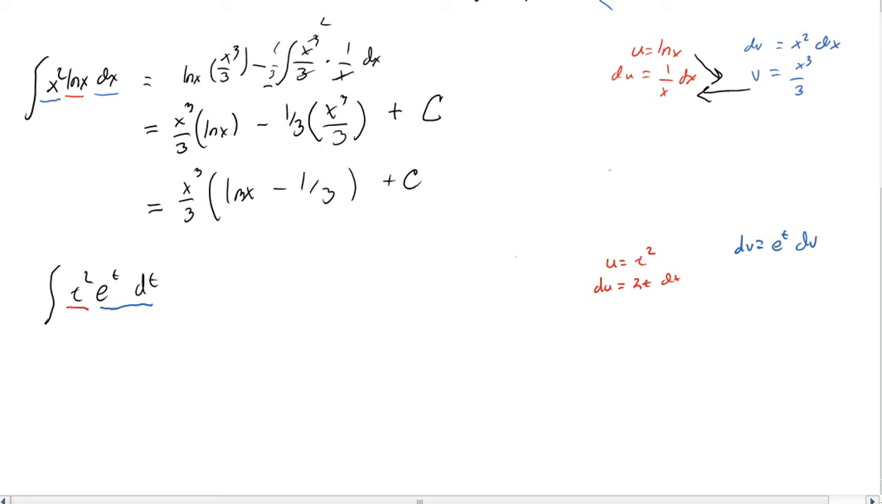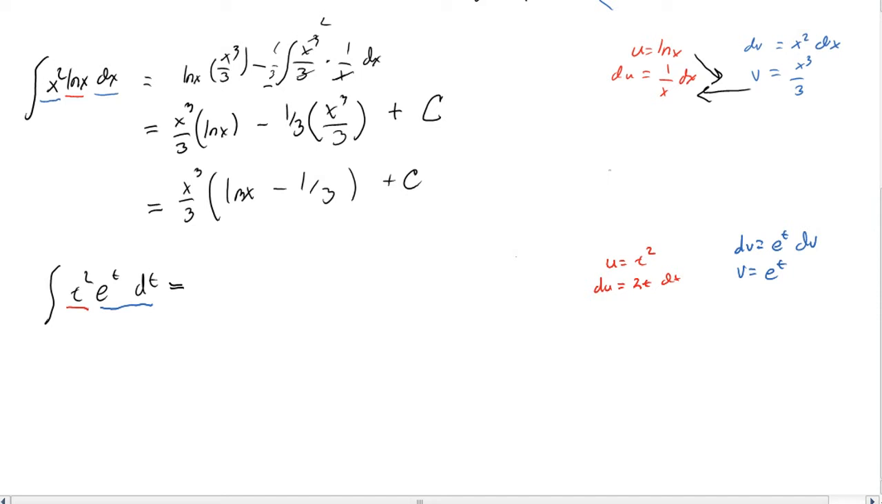And if we integrate both sides, we get v is equal to e to the t. If you don't know that, that's a basic integral that you should know from calc. It's very simple, so I suggest you learn it, along with the derivative of ln of x.